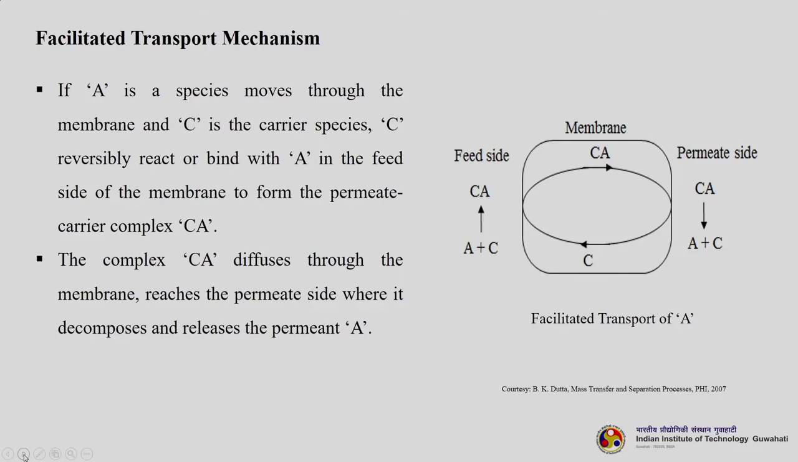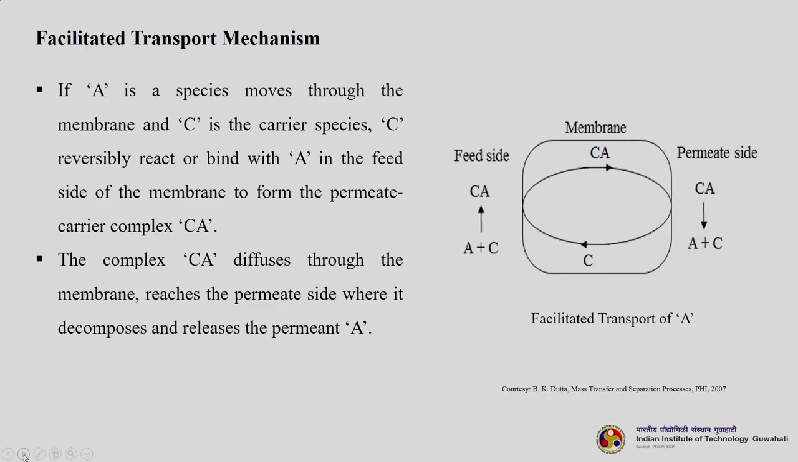Let us understand the mechanism of how facilitated transport actually happens. Let us take an example of a species A which moves through the membrane, okay, and C is the carrier species. A is the solute which we want to remove or transport using the membrane, and C is the carrier. Now, what is happening? C reversibly reacts or binds with A on the feed side of the membrane to form a permeate carrier complex. This is the membrane, okay, and this is the membrane feed interface. Here this reaction is happening. A plus C gives CA. CA is an intermediate complex, right.